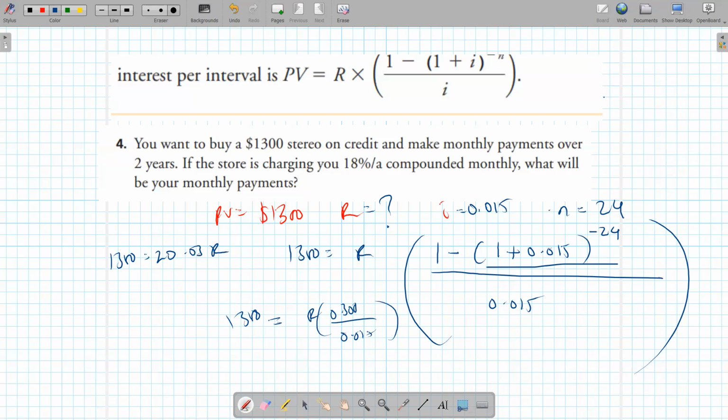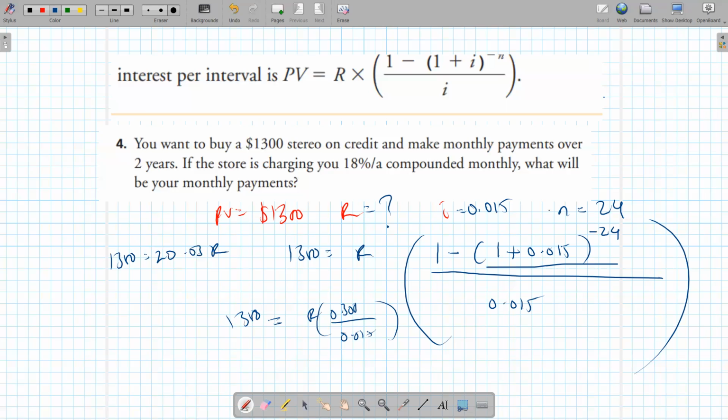$64.902. Okay, so what does that mean in the context of this question? If you were to write a therefore statement, that's going to be your monthly payment. So you're going to pay that amount for how long? Every month for how many years? 2 years. Right, and that's it, right?